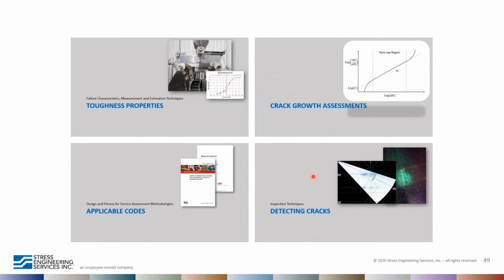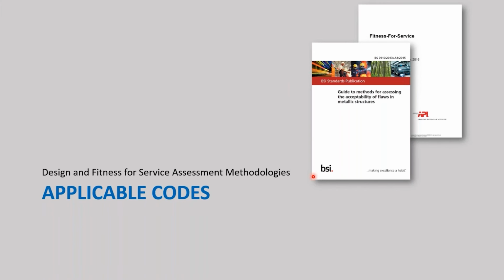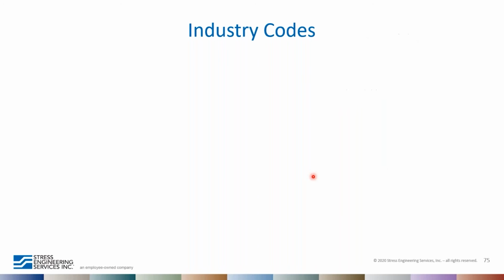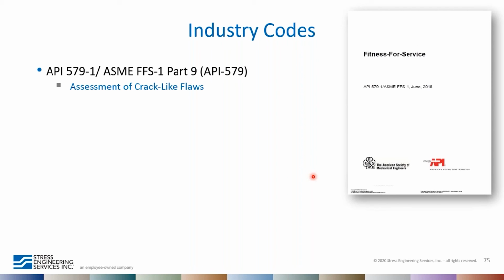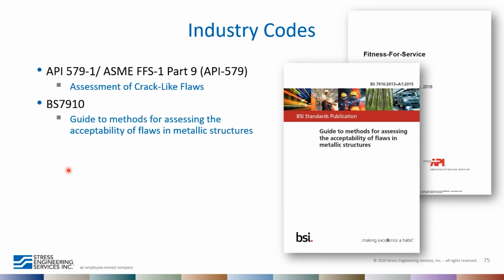All right, so that's an introduction to crack growth assessments. Let's talk about some of the codes that are applicable for both design and fitness for service methodologies. One of the premier codes that we look at in the field of fracture mechanics is API 579, Part 9. It's primarily a fitness for service code. Part 9 covers assessment of crack-like flaws. We also have BS 7910, which is a code that is focused on fracture mechanics as well, from BSI. And these two really represent the primary codes that cover the methodology and the practice of fracture mechanics assessments.